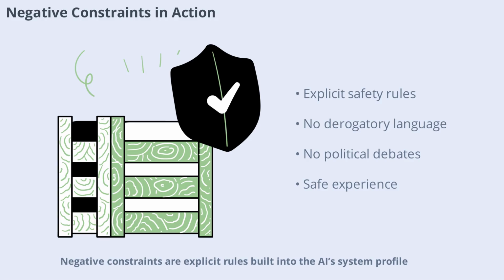Negative constraints are explicit rules built into the AI's system profile. For example, the model might be programmed never to use derogatory language or engage in political debates. These constraints help prevent the generation of toxic or offensive content, supporting a safe user experience.